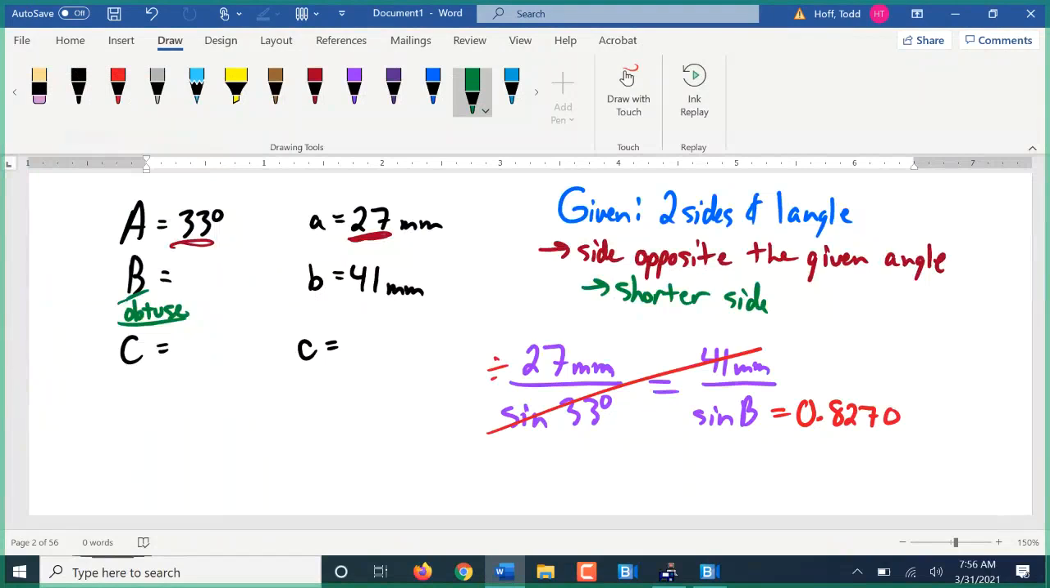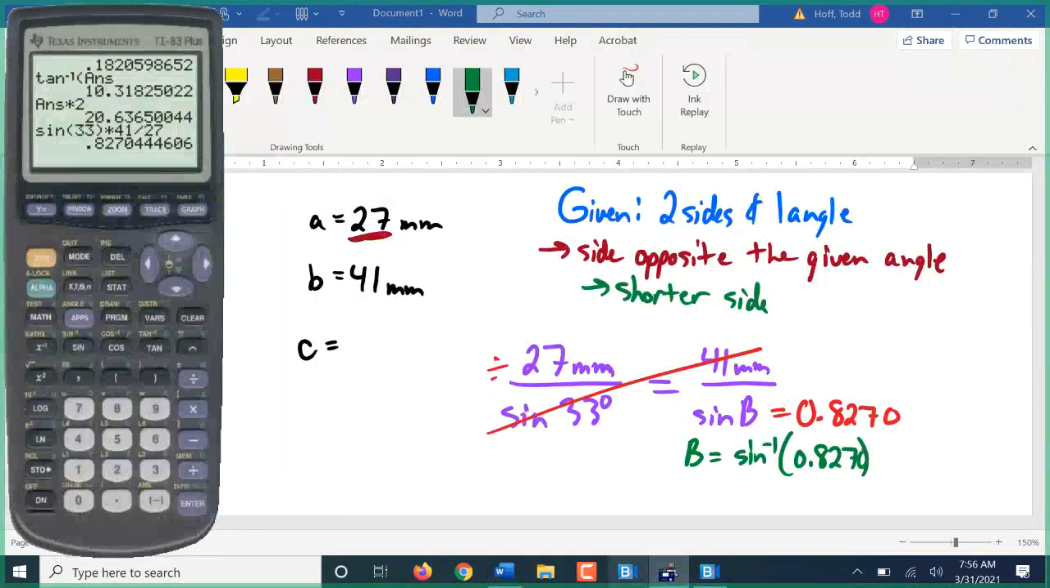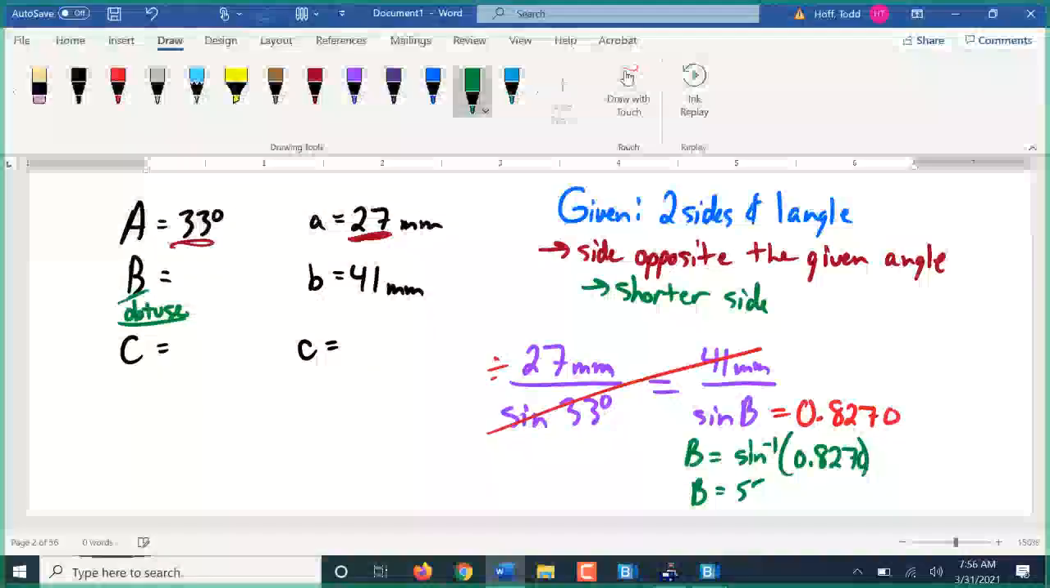So then, of course, next we have to do the inverse sine. I just keep it in the calculator, second sine, second answer. 55.80 degrees for B. Is 55.8 degrees the answer? No, why not? How do I find the actual angle for B?